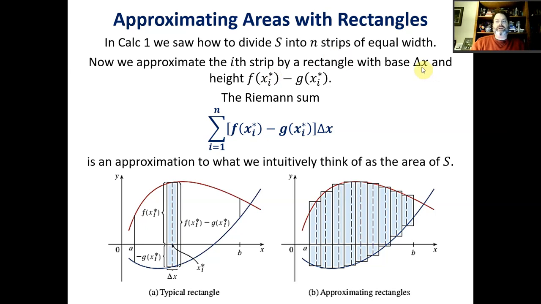And the base of the rectangle is delta x. And delta x we saw in Calc 1 was just b minus a divided by n. And you can see it here, right? So here there's 9 rectangles. So the width of each of these rectangles would be b minus a, whatever those numbers are, divided by 9. So each rectangle is the same width. And that gives us a Riemann sum. And it looks pretty similar to what you saw in Calc 1.